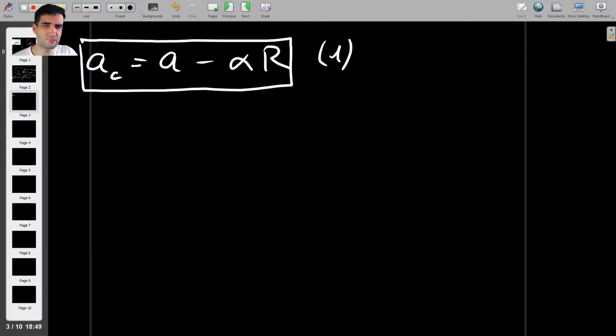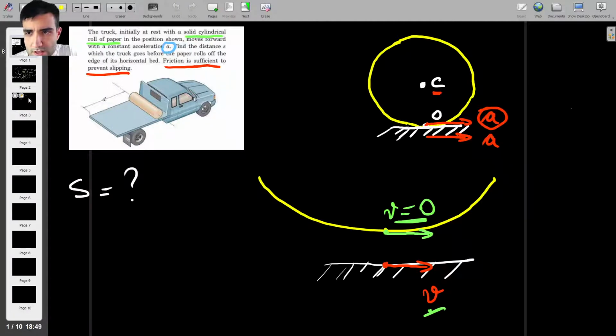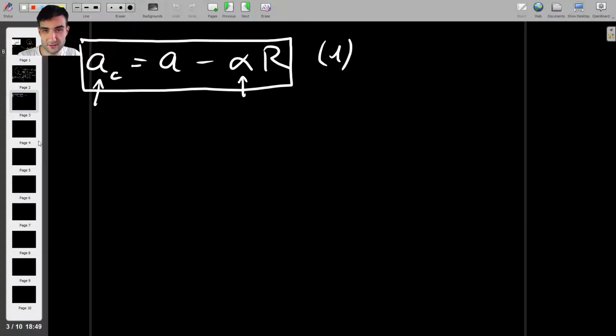But it doesn't really help us to solve the whole question because we don't know a couple of things. Well, we don't know AC, obviously, but we don't even know the angular acceleration, and we don't even know the radius of the cylinder either. But as you'll see in a second, we won't actually need the radius of the cylinder. So the other thing we can do is write Newton's second law for the cylinder.